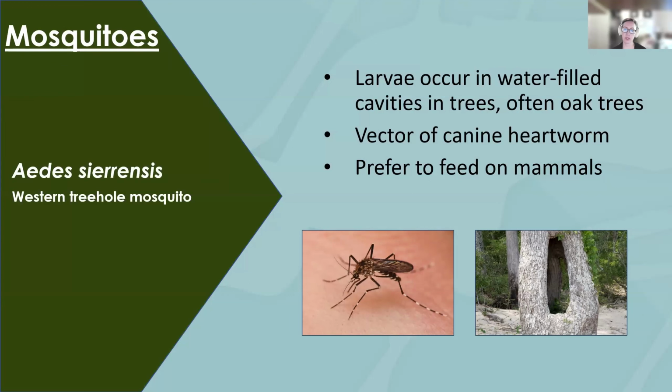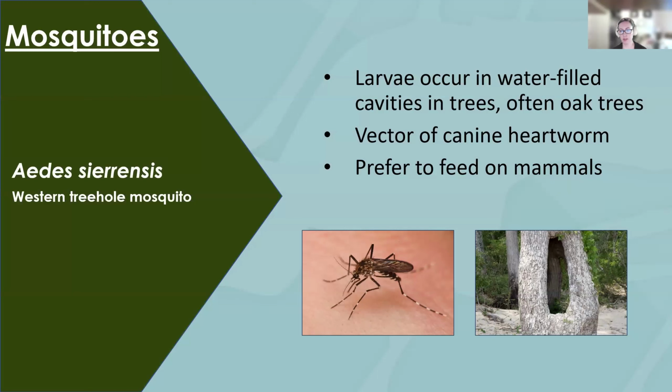species. These are not very important vectors of human disease, but they are very important vectors of canine heartworm, which is an important and dangerous pathogen for dogs and cats, as well as many types of wild animals. So if you've never heard of canine heartworm or dog heartworm and you have a pet cat or dog, I would encourage you to talk to your vet about that and see whether it would be appropriate to get your dog or cat on preventative medication to prevent them from getting infected with heartworm.